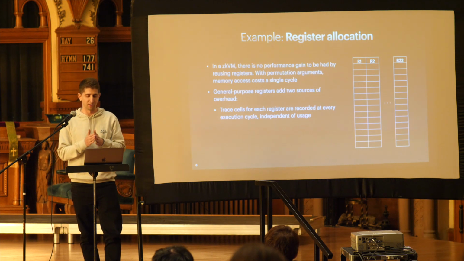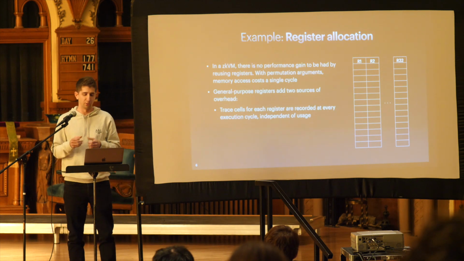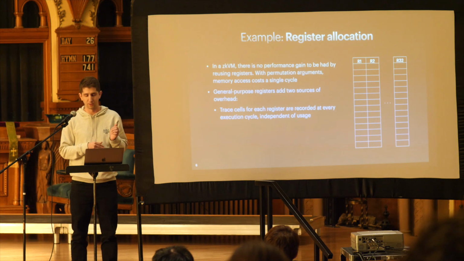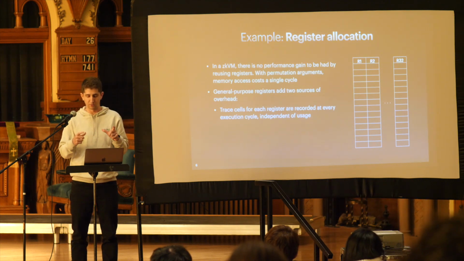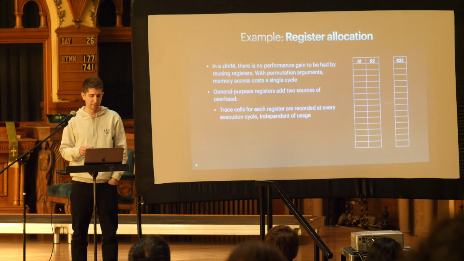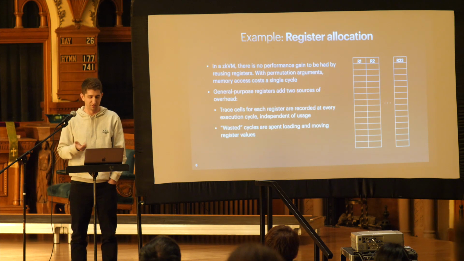This can be in the form of extra columns in our execution trace, or we have a larger evaluation frame for our VM and we're packing registers into those frames, so we're increasing the number of rows. And we're also wasting execution cycles on instructions that are essentially just rearranging register values, loading into or out of memory, when we could just operate on the memory directly.